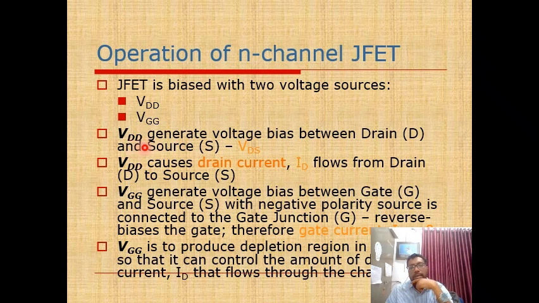Here we can see it is written that VDD generates the voltage bias between drain and source, which is VDS that I have said already, and VGG generates the voltage bias between gate and source, which is basically the VGS. So in case of an n-channel JFET, we apply negative VGS, and in case of a p-channel JFET, we apply positive VGS.